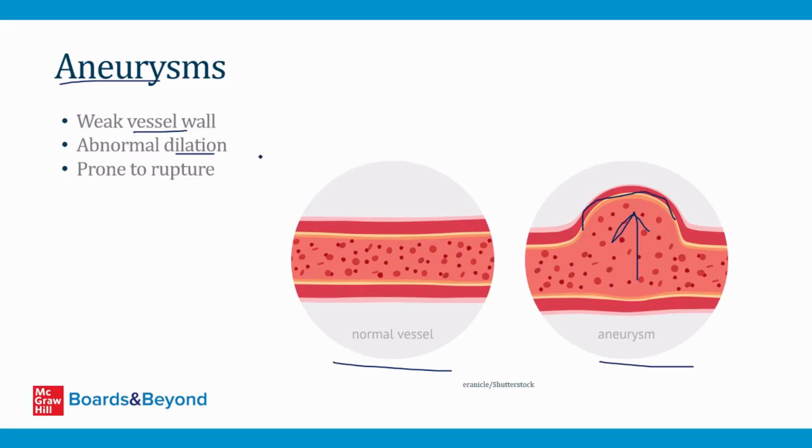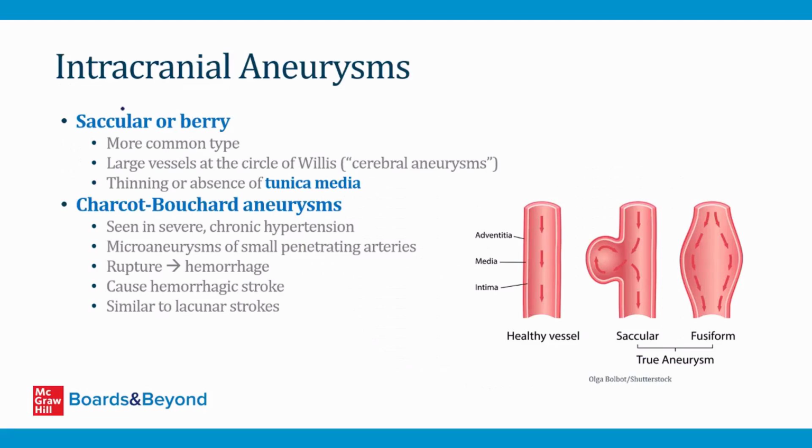And the problem with aneurysms anywhere in the body, but especially intracranial aneurysms, is that they are prone to rupture and bleeding. So in this video, we're going to talk about two different types of intracranial aneurysms. The first type are called saccular or berry aneurysms. This is the more common type of intracranial aneurysm. These aneurysms develop in large blood vessels of the circle of Willis. These blood vessels supply the cerebral cortex, so these aneurysms are also sometimes called cerebral aneurysms.